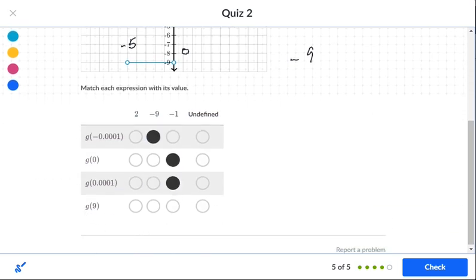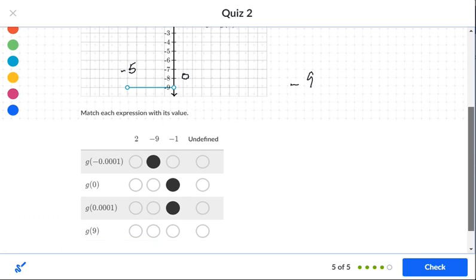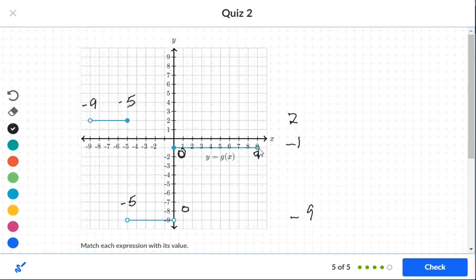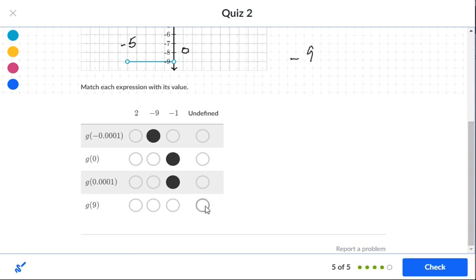Next number is 9. So here's our 9 here, our positive 9, because it is a positive 9, not a -9. We see that is an open circle, so it's not containing the 9. So if it doesn't contain it and it's not found in any of the segments, you must choose undefined.